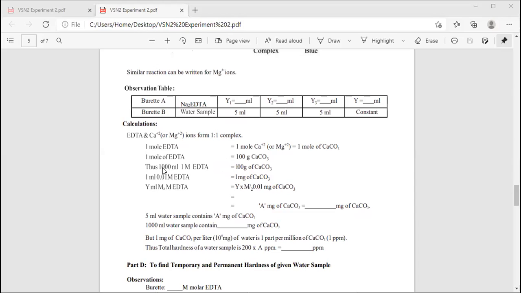Now here it is 10 raised to 5 milligram, but instead of 1000 ml we want 1 ml. So we have divided 1000 by 1000. So here also we will divide 10 raised to 5 by 1000. So how much will you get? 10 raised to 5 divided by 10 raised to 2 milligram, that is 100 milligram.